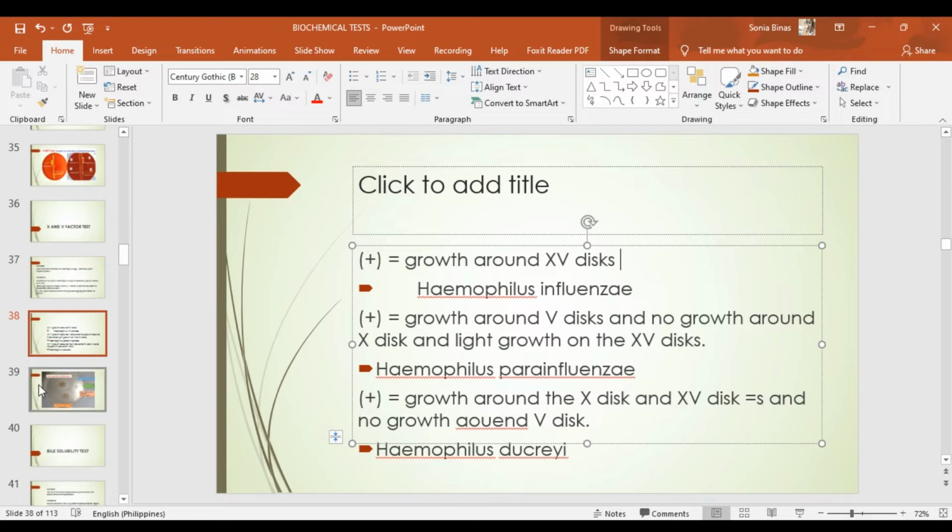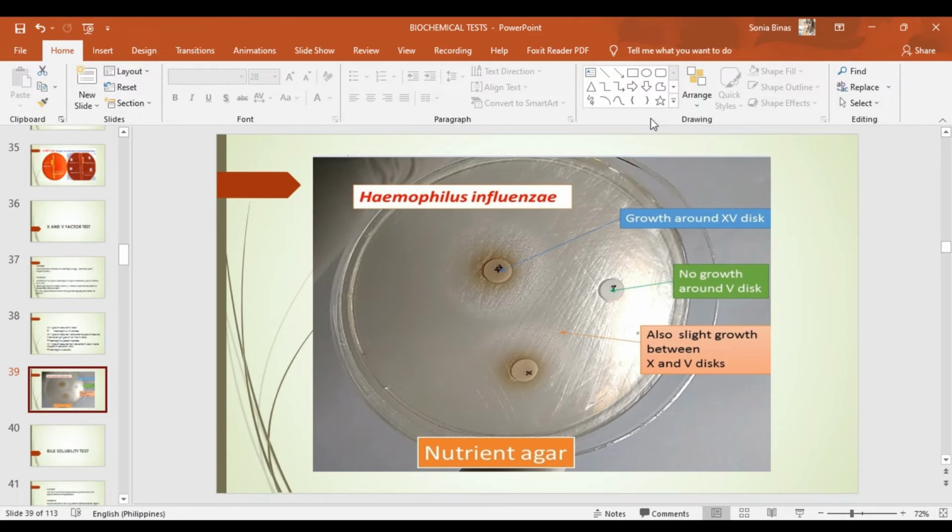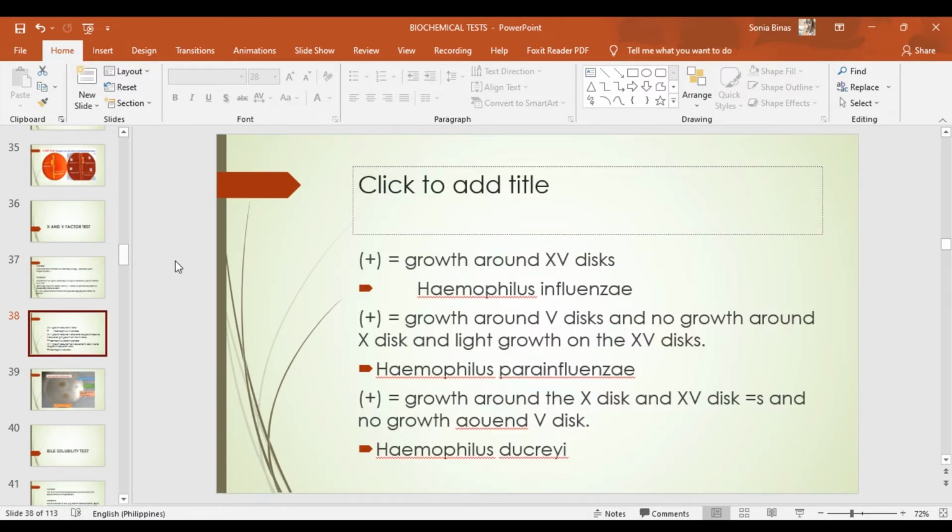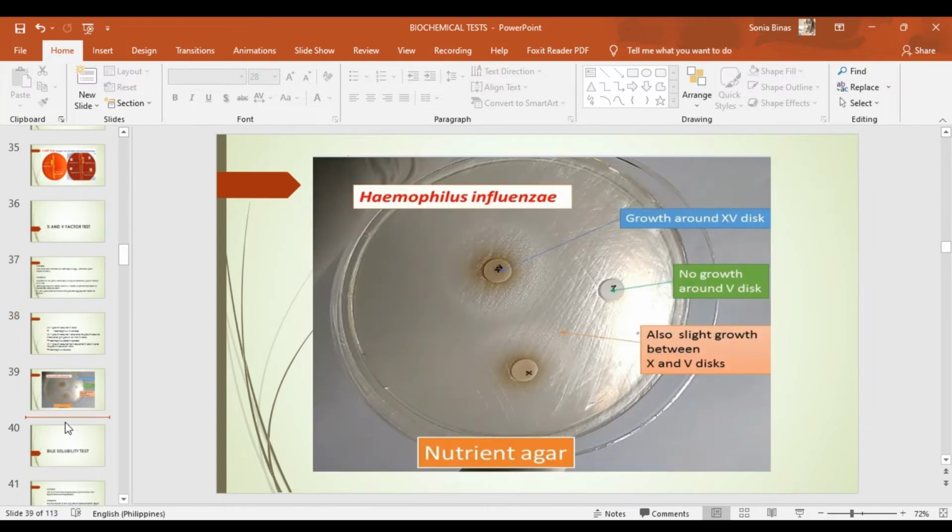So, ito po yung ating example, ang ating Haemophilus influenzae. Meron siyang, again, we will see around XV disc. So, XV disc, may growth siya. Ano po?